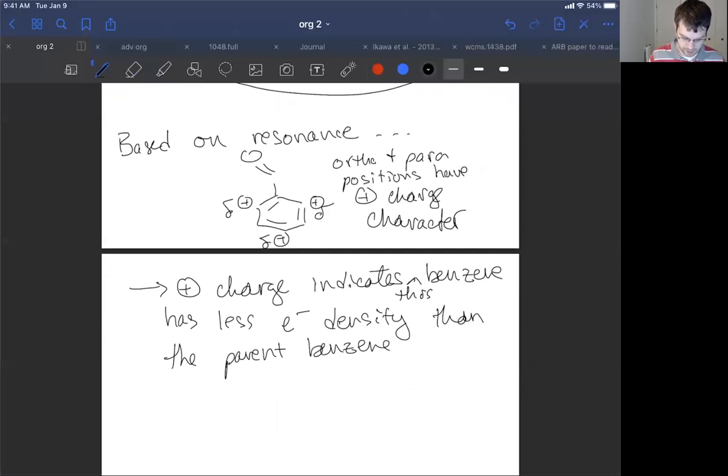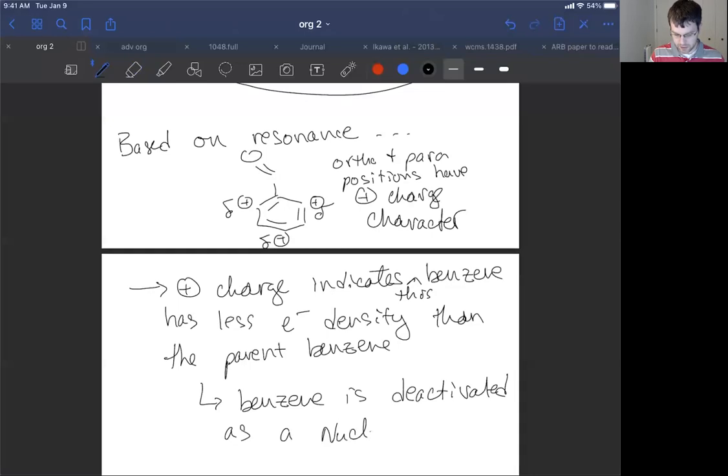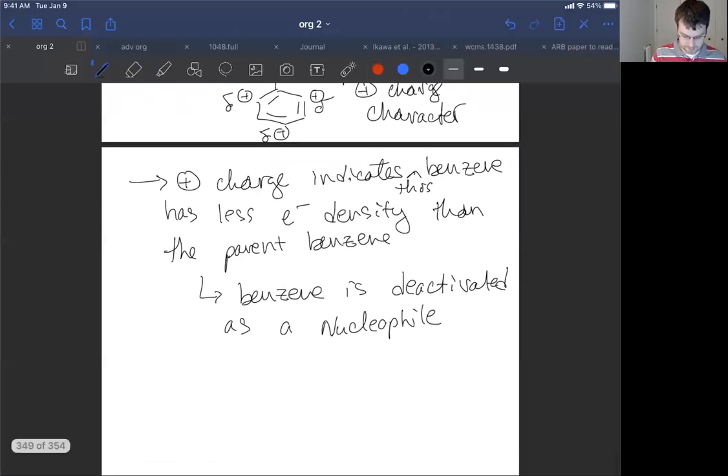And the parent benzene, okay? Now, that suggests to us right away then that this benzene is deactivated. And how is it deactivated? It's deactivated as a nucleophile, because remember, the nucleophiles are the things that add electrons to reactions as they react with electrophiles. So if we have less electron density, we're not going to be as good of a nucleophile. We say that we are deactivated because we've lost electron density.